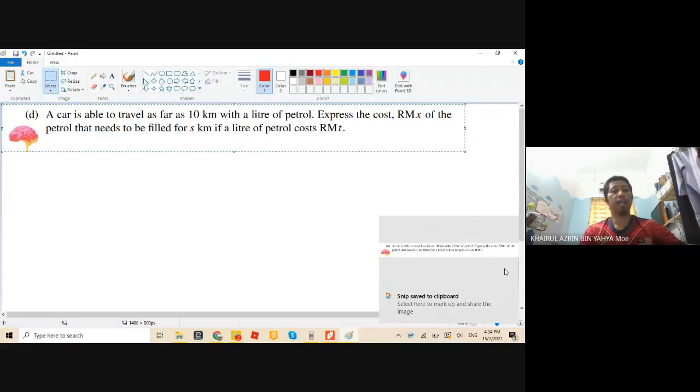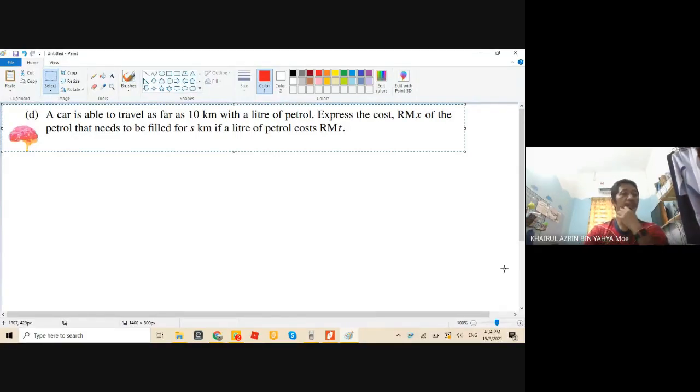Question D. A car is able to travel as far as 10 km with a liter of petrol. Express the cost RMX of the petrol that needs to be filled for S km if a liter of petrol costs RMT. Okay, this one we can use the concept of ratio.